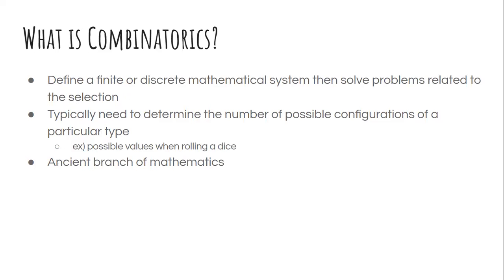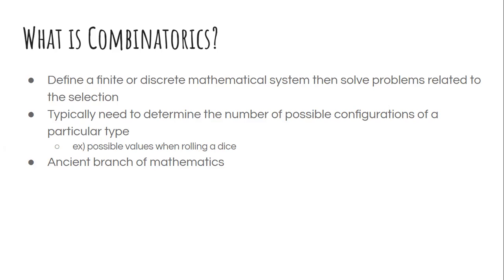So what exactly is combinatorics? I've seen it in discrete math, as well as a couple times in my high school classes. Basically, combinatorics is concerned with defining a finite or discrete mathematical system, and then solves problems related to the selection and arrangement of different numbers or items within the system.